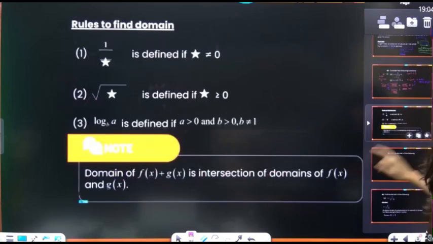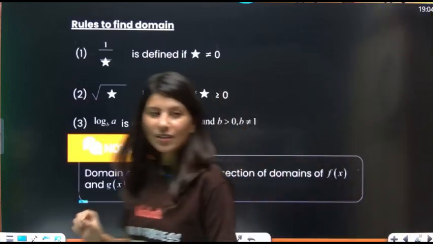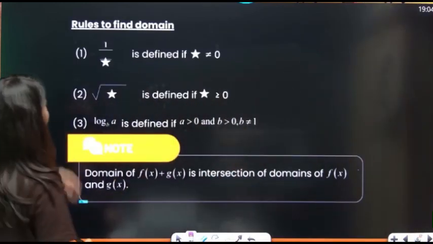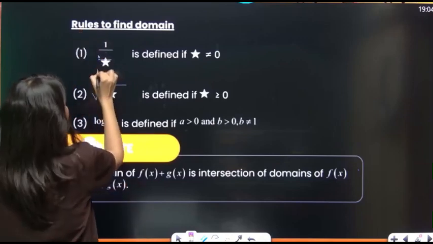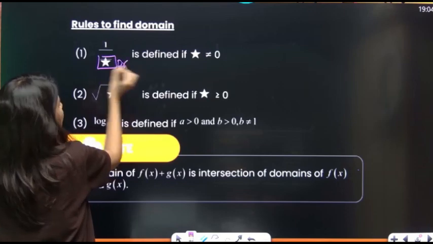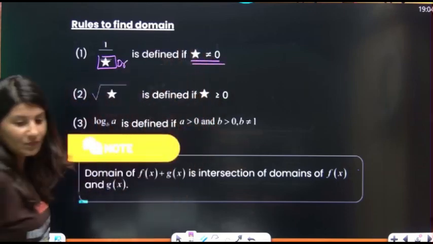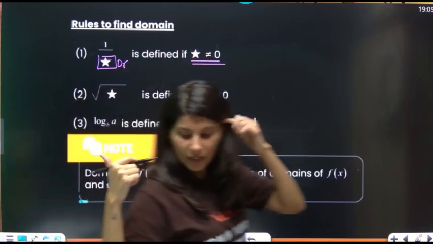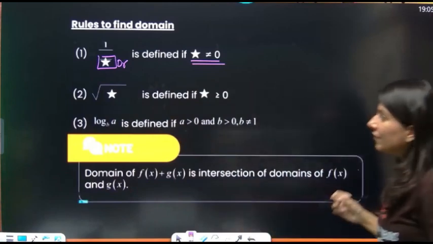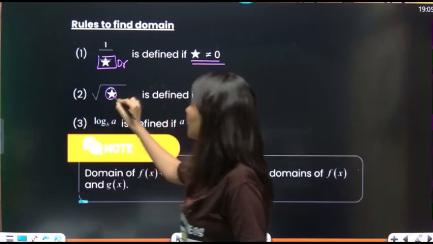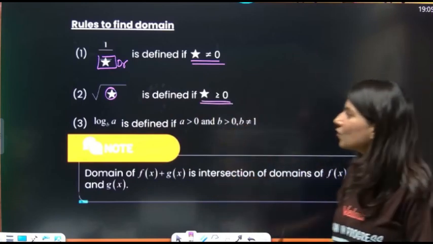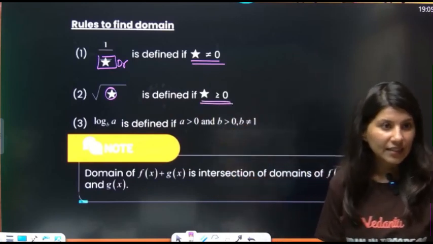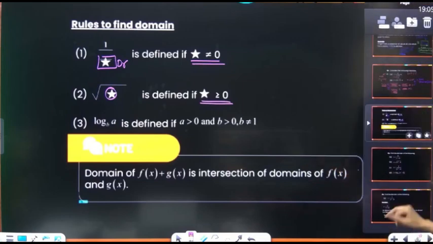So just basic rules, that's what I was telling you. Whenever you see 1 upon something, that means something is in the denominator, so the denominator cannot be 0. Agree? Whenever you see something inside a square root, that inside expression will be greater than or equals to 0, that means non-negative. Correct? And logarithm we will come back to a little later.